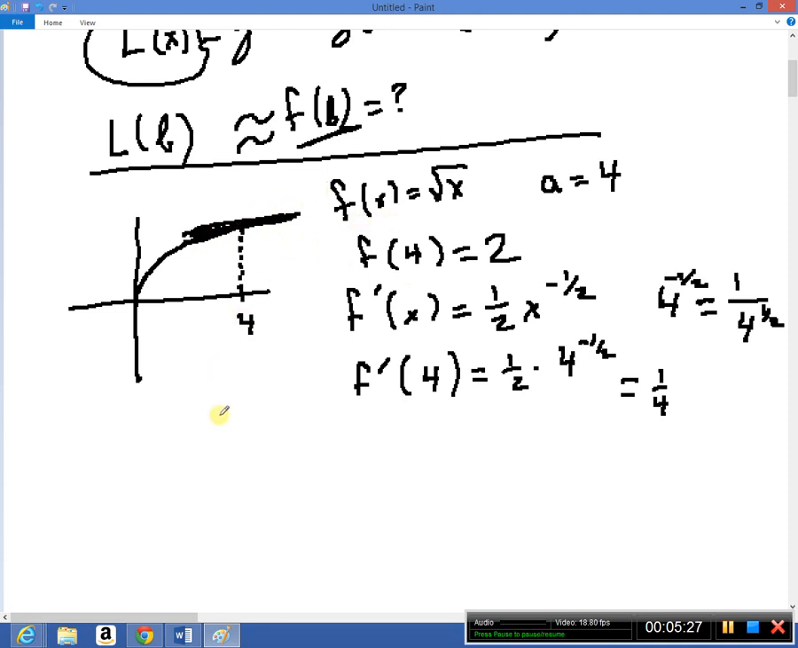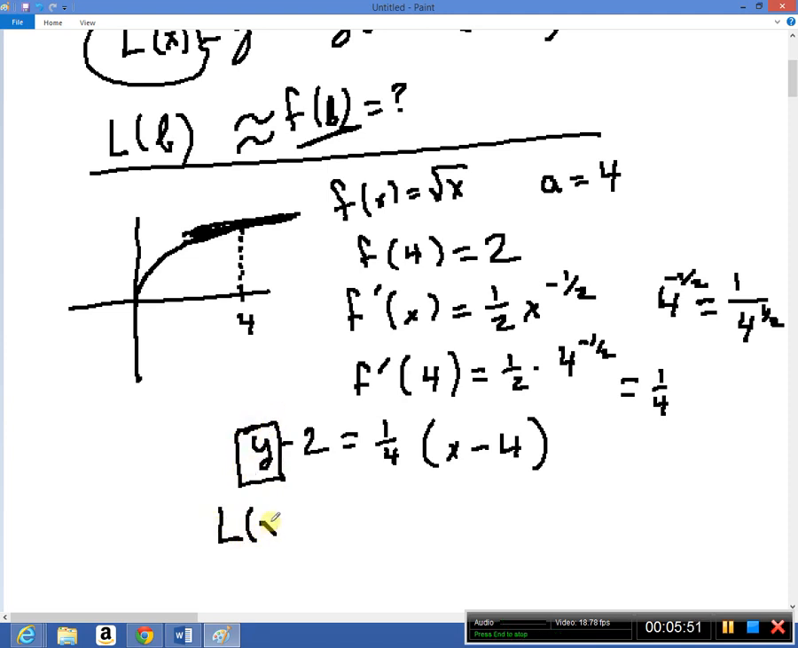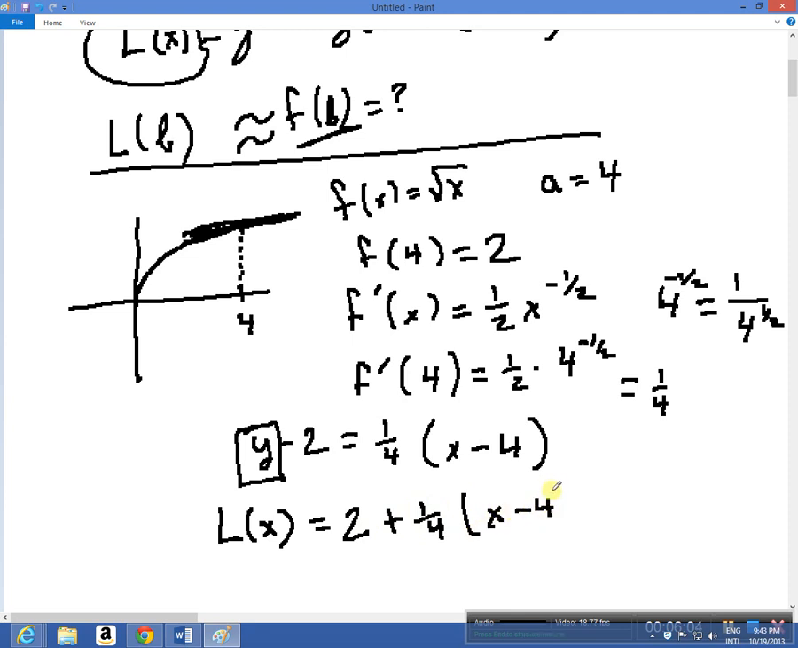So the equation of the tangent line, if we were to write it, would be y minus the y value, y minus 2 is 1 fourth times x minus the x value, which is 4. Except I'm not going to write it that way. I'm going to write it in the functional form. So the function is going to be this, and that's my L of x. It's going to be 2 plus 1 fourth times x minus 4.